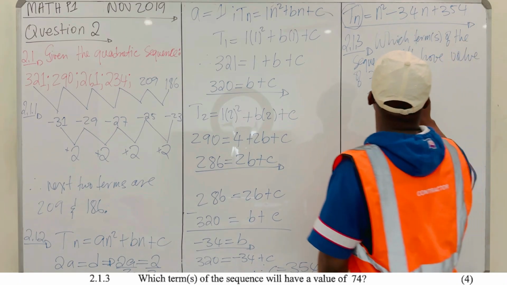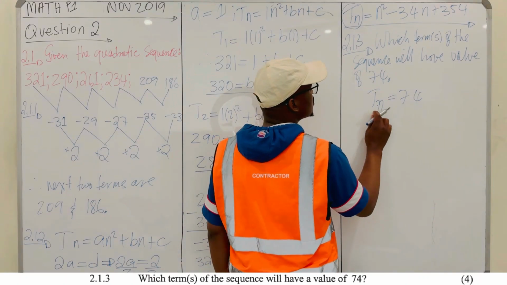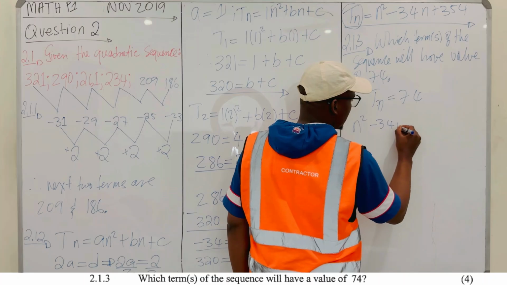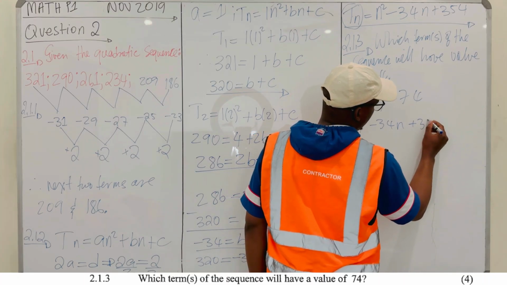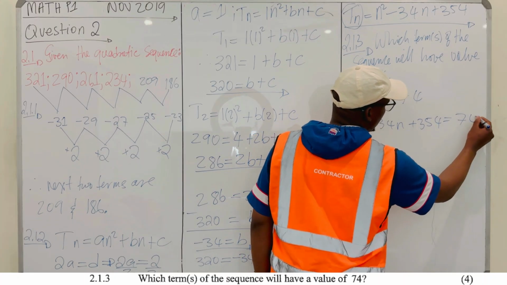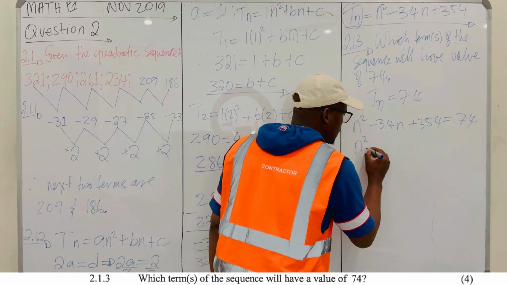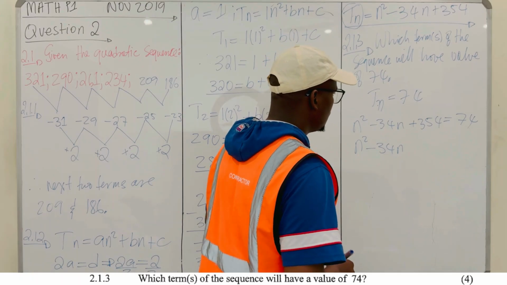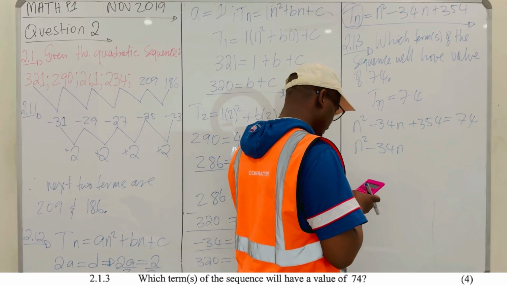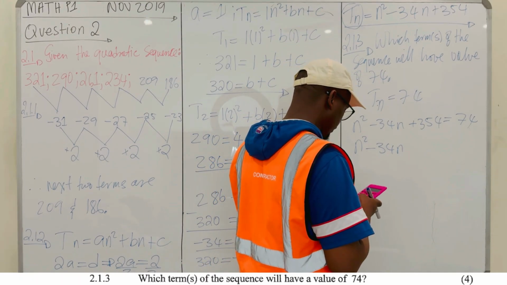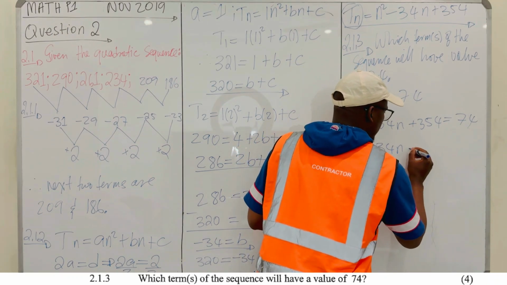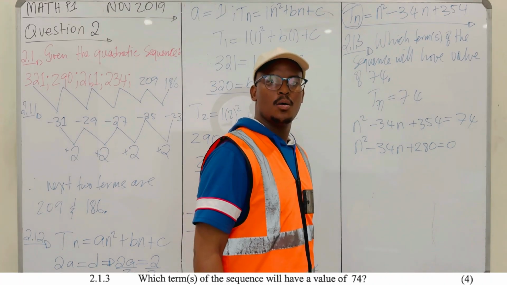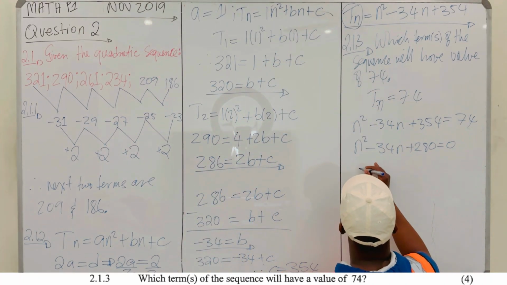So we're going to equate this nth term to 74, which is n squared minus 34n plus 354 is equal to 74, and then solve for n. So you have n squared minus 34n plus, 354 minus 74 is 280, so plus 280 is equal to 0. Then factorize this or put it in the quadratic formula. It's too big, so I'm going to use the quadratic formula.